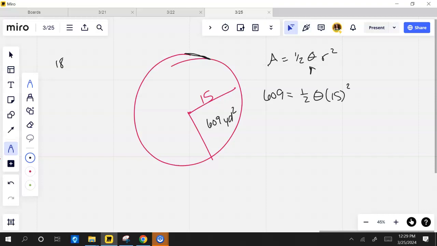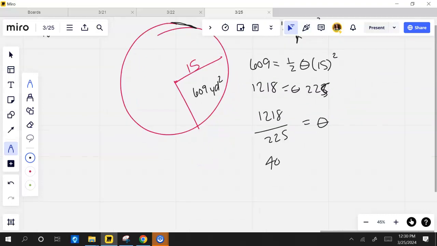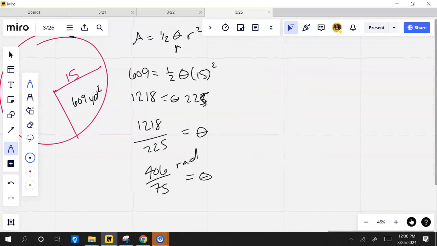R is 15 squared. Multiply both sides by 2, divide by 225. I'm sure this simplifies some. No? 406 over 75. This is radians, yes? Yes, because it always spits me back out in radians because I have to plug in radians as well. So if I need to convert over to degrees, then I take 406 over 75 and multiply by 180 over pi.